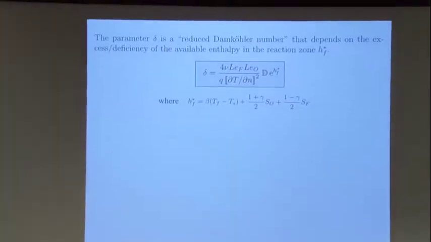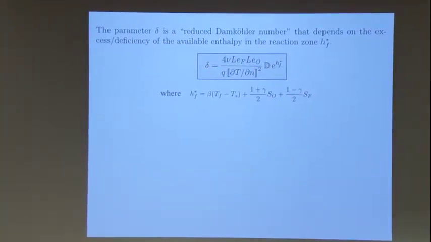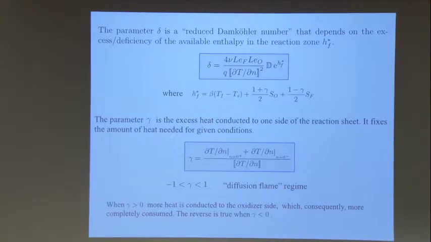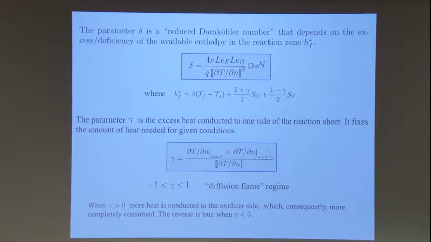Just to tell you perhaps what these two parameters stand for, delta is essentially a reduced Dam-Kohler number. This is the form it takes. It's not strictly proportional to D because it depends on the enthalpy evaluated at the reaction zone, HF star. Only when the Lewis numbers are 1, this HF star is 0, and then delta is essentially the Dam-Kohler number. Otherwise, it's modified. Perhaps it's a detail, so I won't spend too much time discussing it. Essentially, it's a Dam-Kohler number.